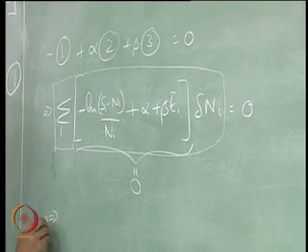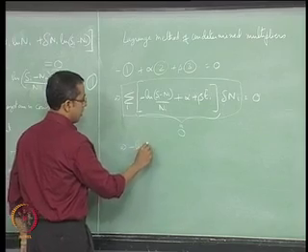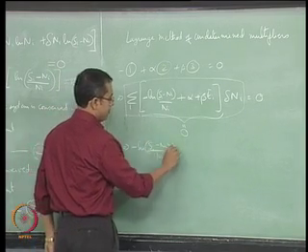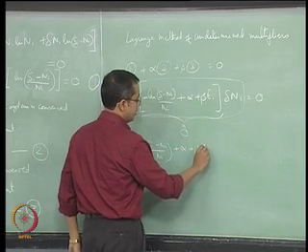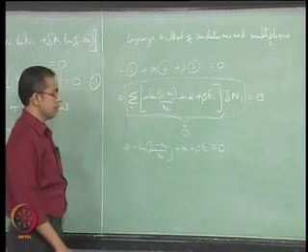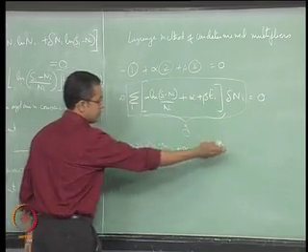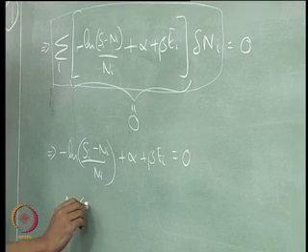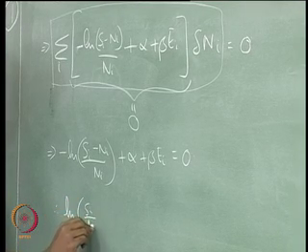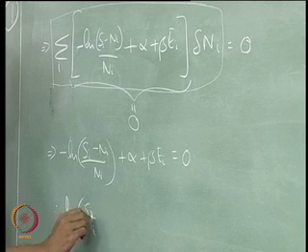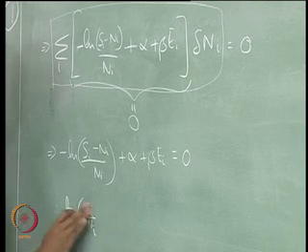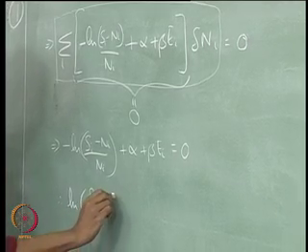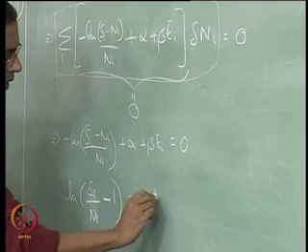Therefore, we are saying that this implies that minus ln Si minus Ni by Ni plus alpha plus beta Ei equals 0. So we will just simplify this marginally, we will just move this term to the other side. So therefore, we are saying ln of Si by Ni minus 1 equals alpha plus beta Ei.